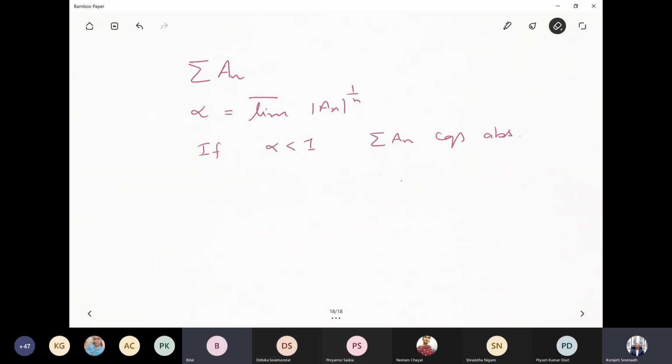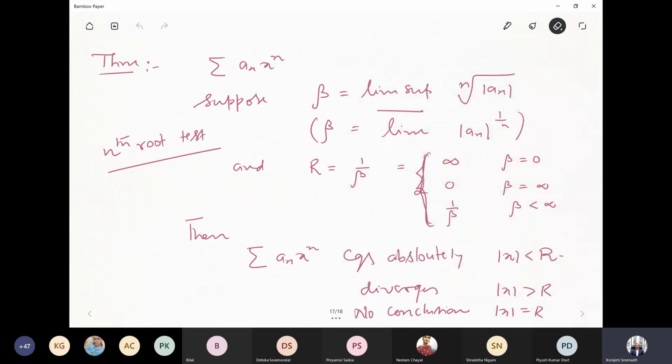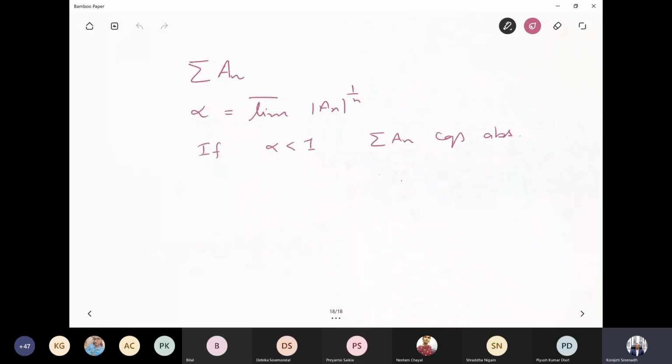Yeah. So most of the calculus is by Cauchy only. So whether we write Cauchy's root test or nth root test, it's basically the root test. So this basically comes from here, what I am writing there.